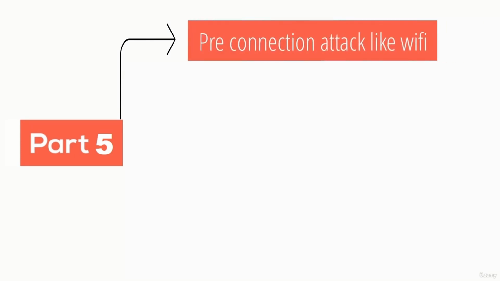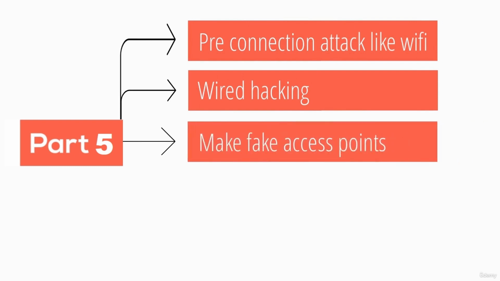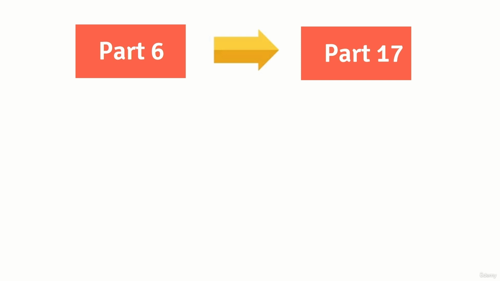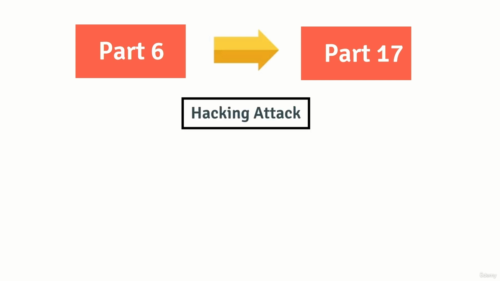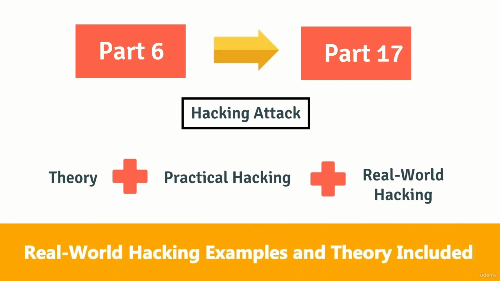In part 5, we're going to learn pre-connection attacks like Wi-Fi and wired hacking. In this part, we will also learn how to make fake access points, captive portals, and capture different data. Then, from part 6 to 17, we will learn how to do different types of hacking attacks. Again, in those parts, first we will learn theory, then we will see those techniques of hacking, and at last we will have a real-world example of that part. Every part will have a real-world hacking example without neglecting the theory behind it.